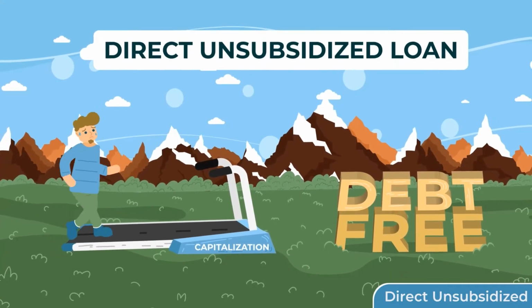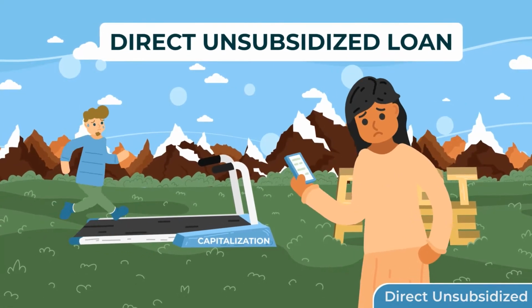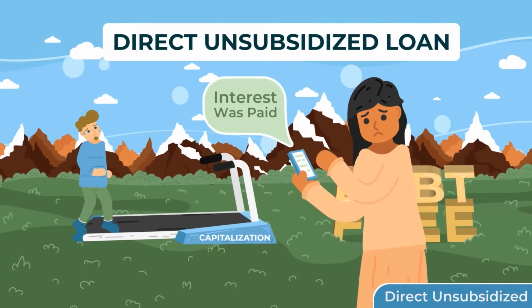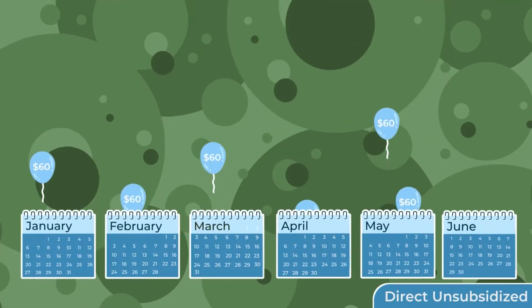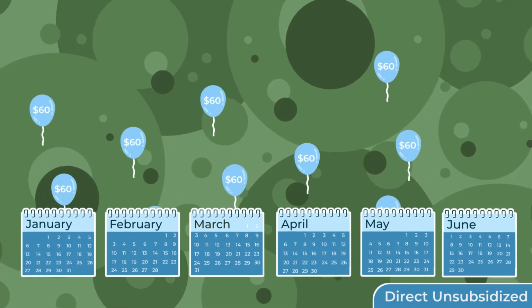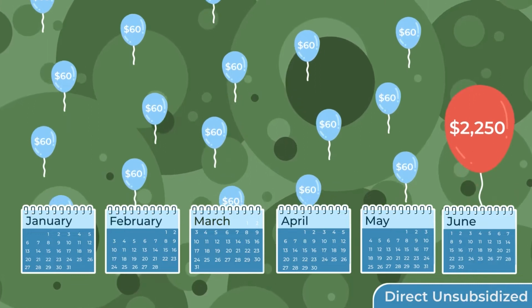If you have a direct unsubsidized loan, the only way to avoid capitalization is to pay that $2,250 in interest before the end of your grace period. That could mean paying a small amount every month while in school, or making a single large payment after you graduate during the grace period.